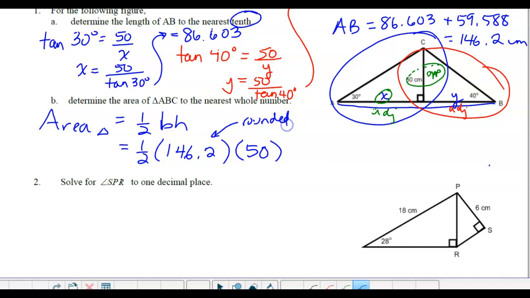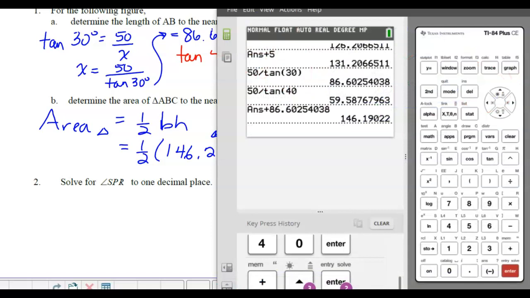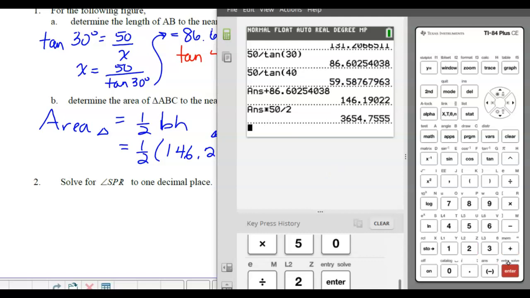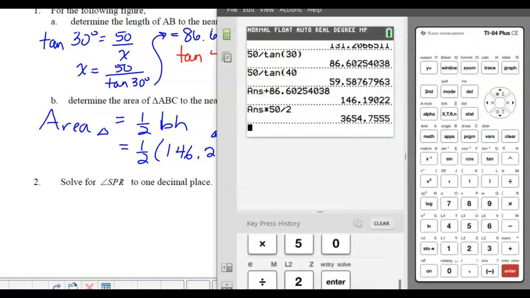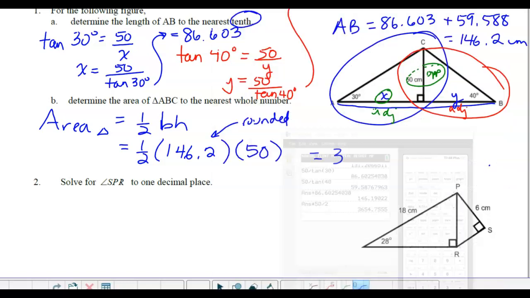Sometimes it's not going to matter. It depends on the number. So if I've got that in my calculator, that's great. I can multiply by 50 and then divide by 2. I could go 1/2 times that value times by 50. All means the same thing. So now this is going to be 3,654.8.